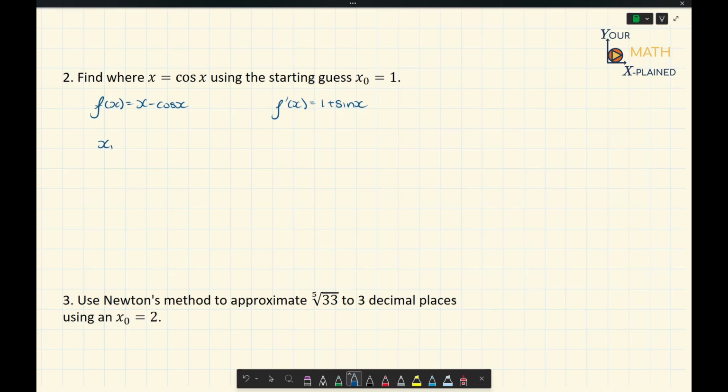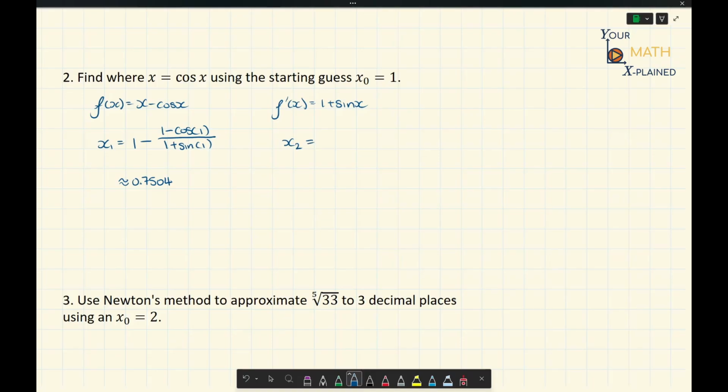This means our x1 is going to be our x0, which is 1, minus f of x0, so that'll be 1 minus cosine of 1 over f prime of x0, which would be 1 plus sine of 1. And this roughly evaluates to 0.7504. If this is not the answer that you got, make sure you double check your calculator settings to see if it's in radians mode. And now we're going to repeat this process and find x2.